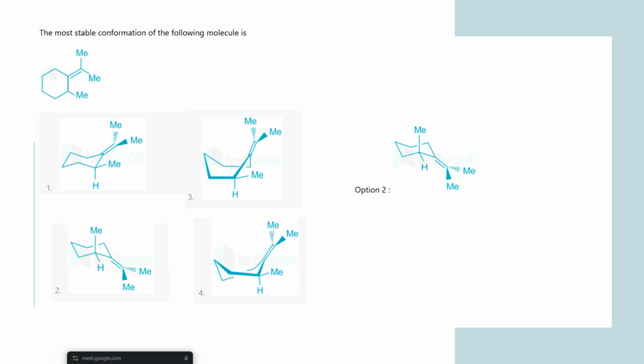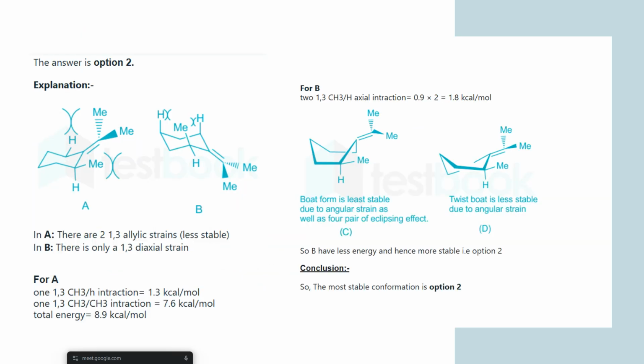But for option 1 and 2, we have to note all the possible 1,3-diaxial strains. For the first structure, we are going to have steric repulsion between this methyl group and this methyl group of the carbon-carbon double bond. Similarly, on the other side of the double bond, this methyl substituent is going to have a steric repulsion with this hydrogen present on the adjacent carbon.